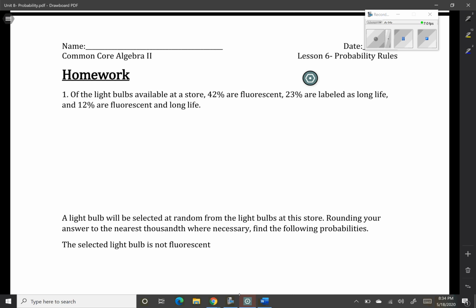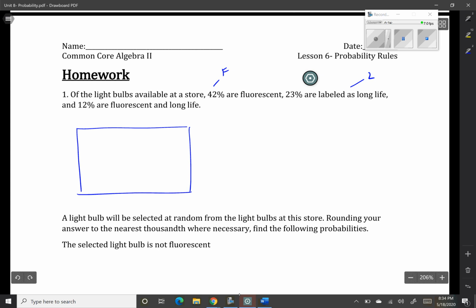All right, number 1 says, of the bulbs that are available at the store, 42% are fluorescent, 23% are long life, and 12% are both fluorescent and long life. So I'm going to use this as F. They don't tell me what variables to use, and I'll do this as L. So again, here is an example where I'm not telling you what to do. If you made a two-way table, awesome for you. If you made a Venn diagram, awesome for you. It all depends on what is best fit for you, right? I tend to like two-way tables a little bit better, only because they give me a lot more info, but whatever you did is probably fine, okay?